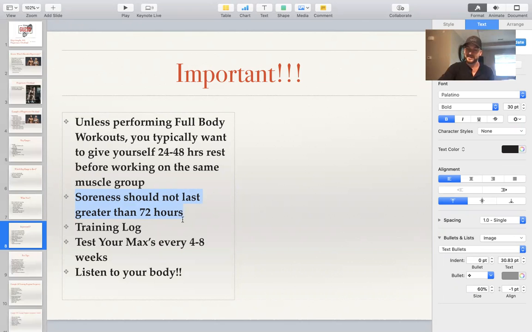Anything longer than 72 hours is not something you want to feel, and you might just want to take it easy for a little bit. And if it persists, go see your doctor, your physical therapist, right? Another important thing, you always want to train.